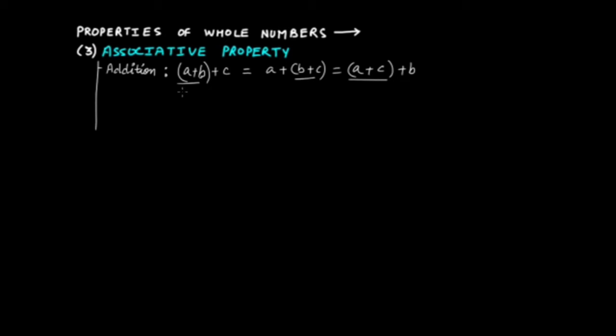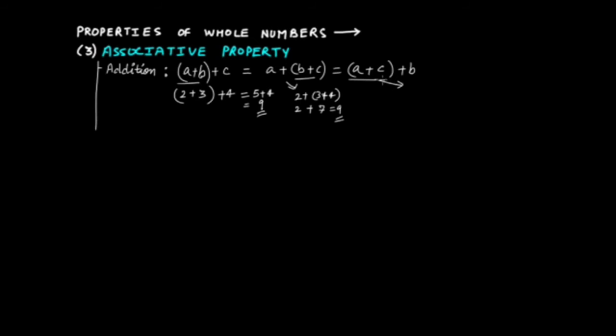Take A as 2, B as 3, and C as 4. So what would be the answer? The answer would be 5 plus 4, which is 9. Now let's do this one. So 2 plus 3 plus 4 would be 2 plus 7, which is equal to 9. So in the previous one you got 9, and here also you're getting 9.